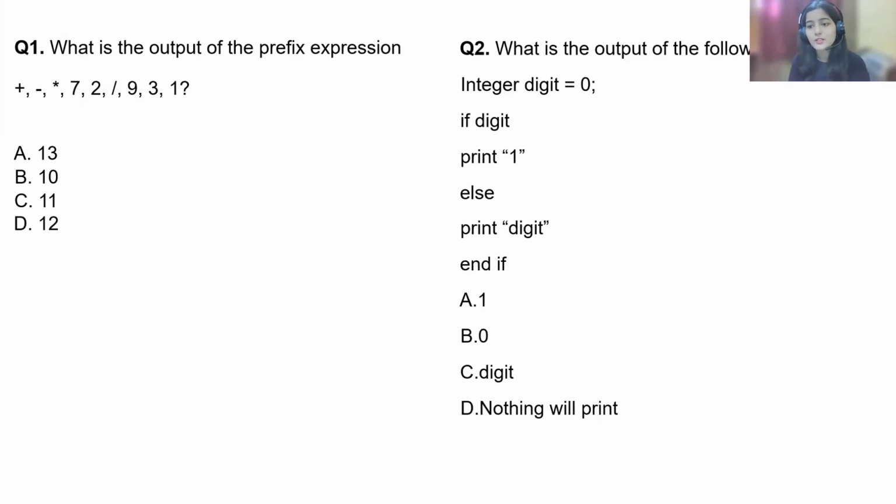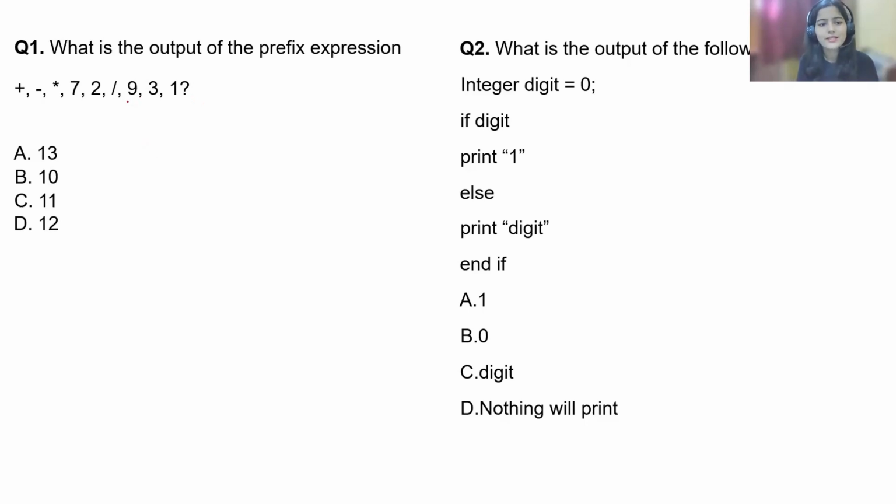We have prefix, postfix and infix expressions. A prefix expression is the one where you can see that plus, minus, multiplication are operators. So in prefix, operators come before operands. The operands are the 7, 2, as you can see. So the operator will come before the 2 operands. This is what we call a prefix expression. You have to solve it and then tell what the answer will be.